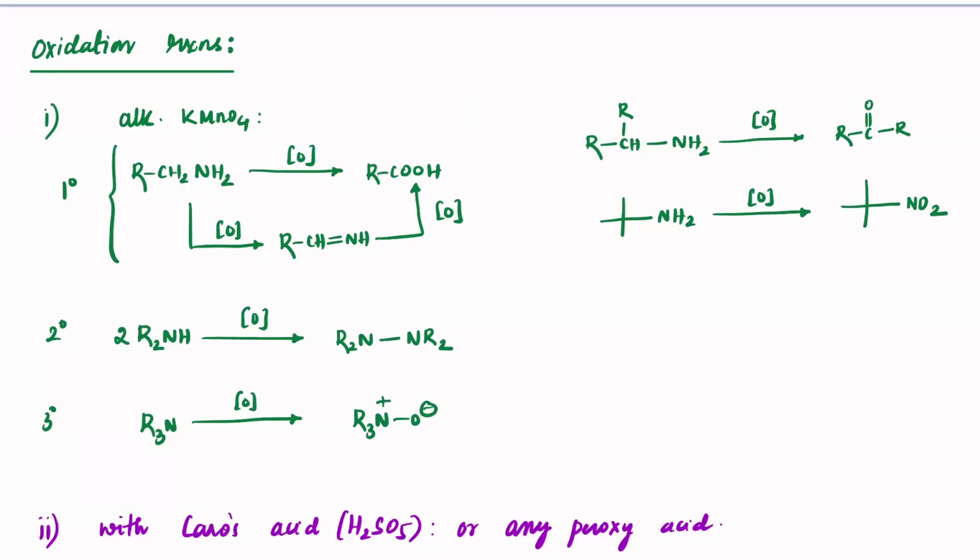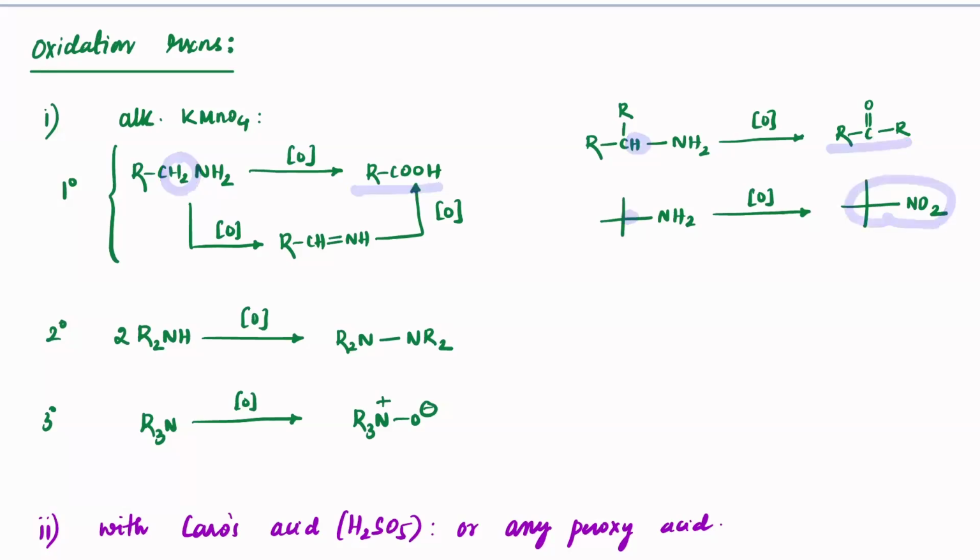If it is a 1 degree amine but with only one alpha hydrogen, where earlier we had two, it will only convert into the keto form. And if you have a 3 degree amine, since there is no alpha hydrogen anymore, it will only convert this NH2 into NO2. So remember: two alpha hydrogens, acid; one alpha hydrogen, ketone; no alpha hydrogen, nitro.